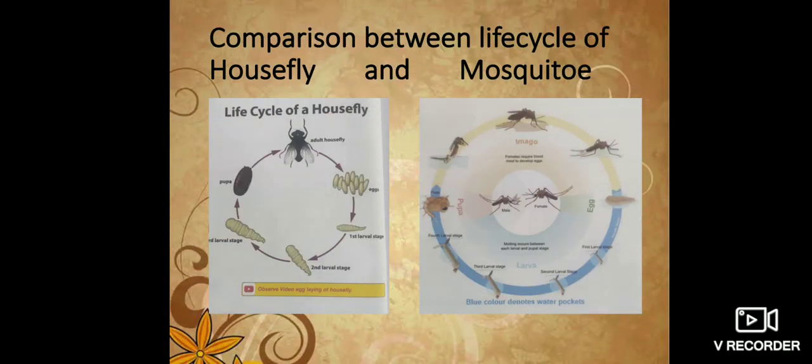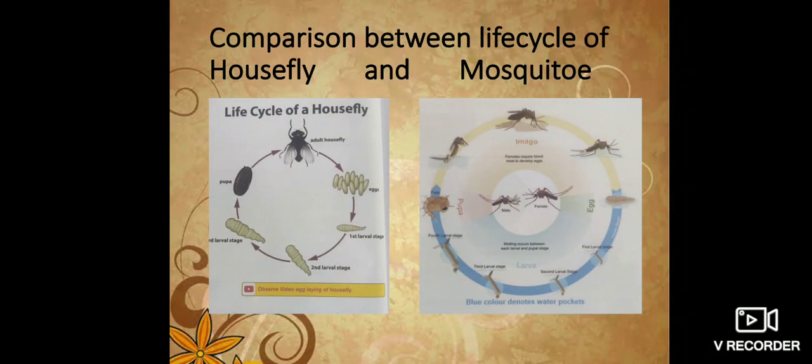Comparison between the life cycle of housefly and mosquito. Dear children, please watch the pictures given here of the life cycle of housefly and mosquito and find out the difference between them. The main difference is that the housefly has 3 larval stages, while the mosquito has 4 larval stages. And the mosquitoes will be in the water itself during the egg and larva stage till the pupa stage.